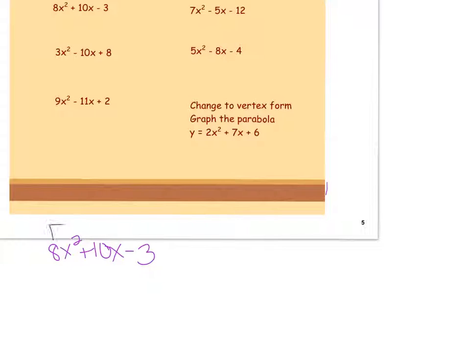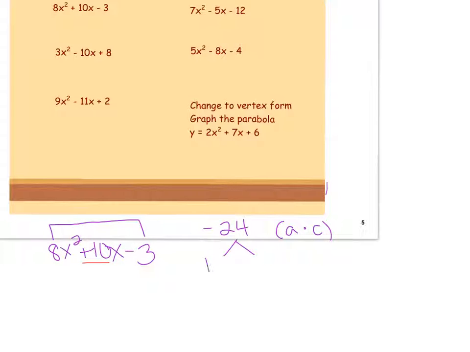So here I go. 8 times negative 3 is negative 24. So I'm finding the product of A times C. And then what I'm going to do is I'm going to list my factors of negative 24 to try and find the factors whose sum is this middle term. So if I go through, 4 and 6 may be something that pops into your head, but since it's a negative 24, it means one has to be positive and one negative. If you have opposite signs, they're not going to add to give you that 10.